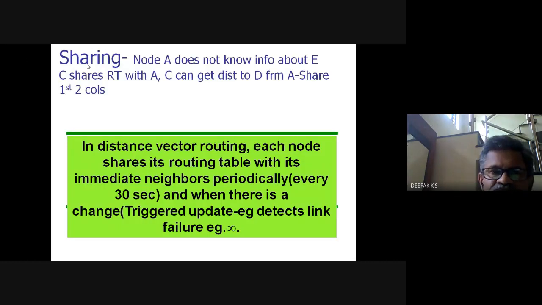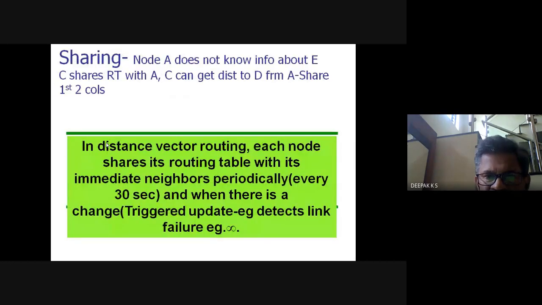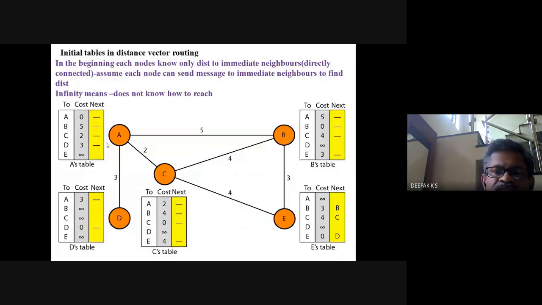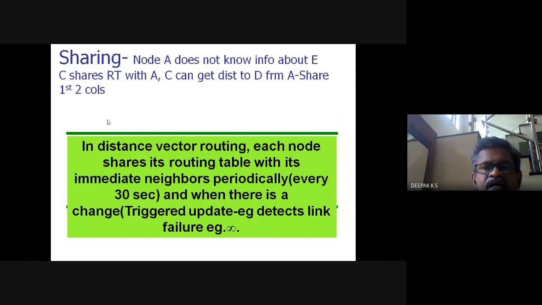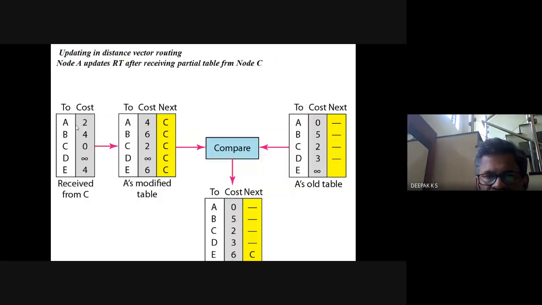So sharing of information. Node A does not know information about E. So C shares its routing table with A. Now A can get the distance to E from C, and C can get distance to D from A. And share the first 2 columns. So if the first 2 columns are shared, you can get it.